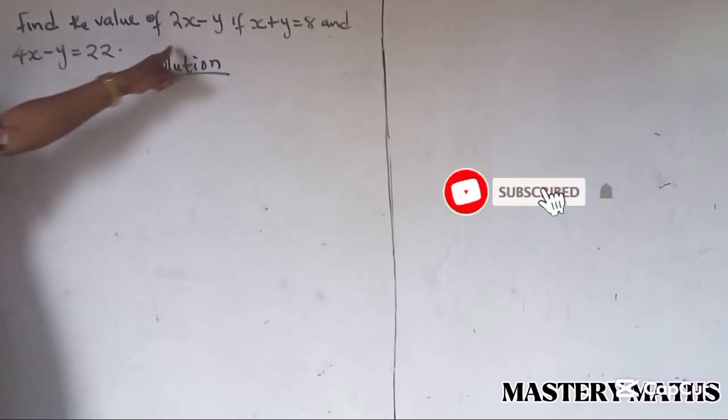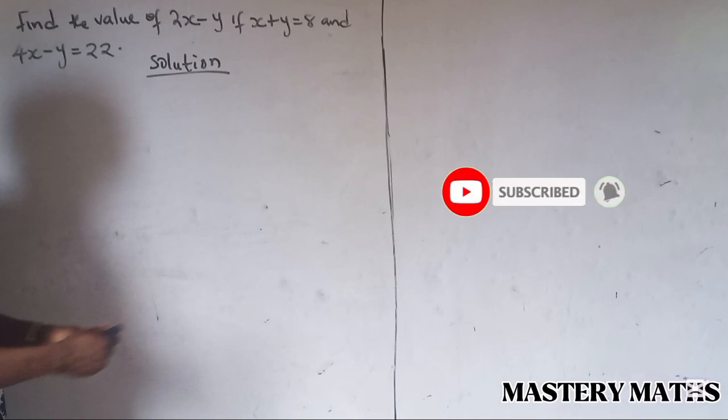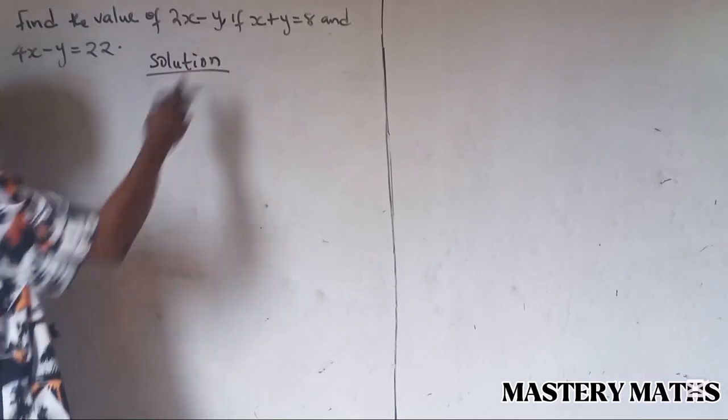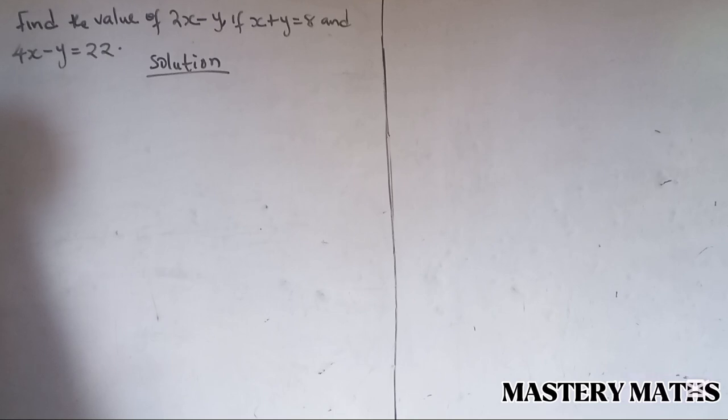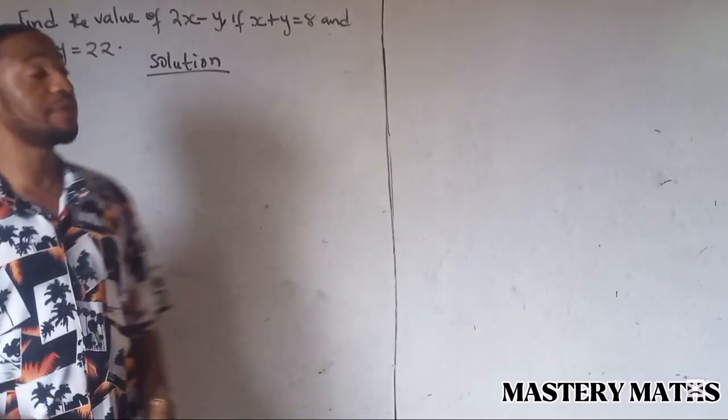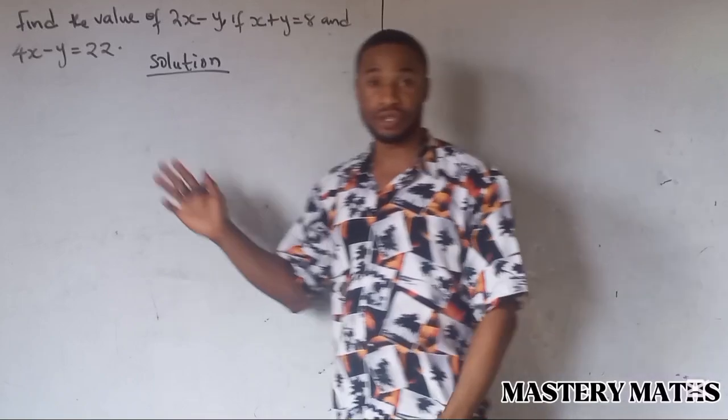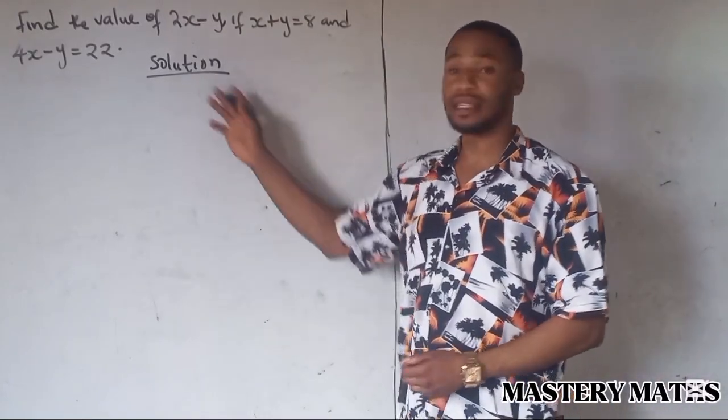Find the value of 2x minus y on the board if x plus y equals 8 and 4x minus y equals 22. On the board, you have simultaneous linear equations. First of all, I'm going to write it out.